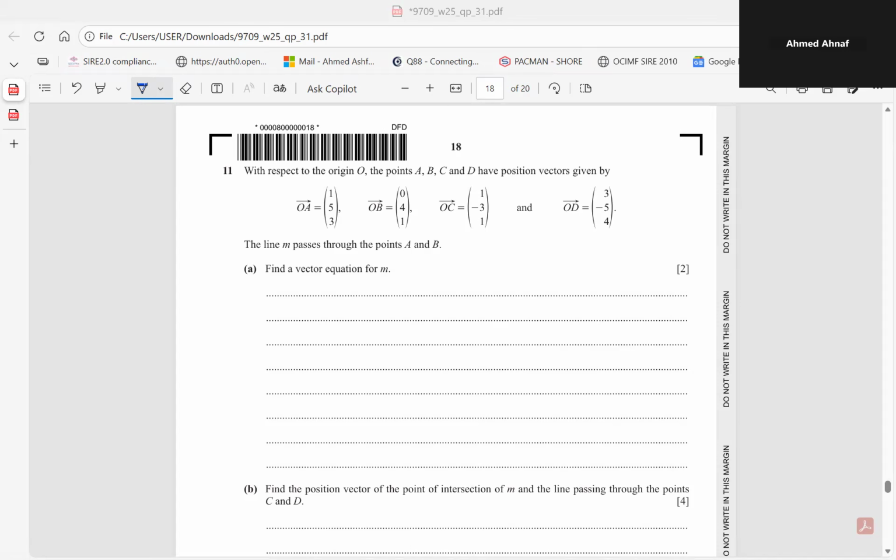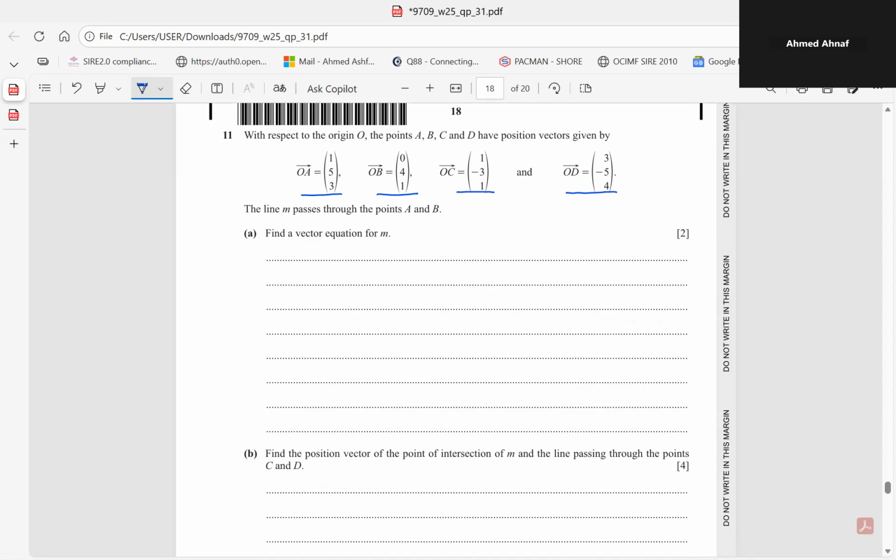Okay, so for this question, we are told with respect to origin O, the points A, B, C, D have the position vectors given by this. So these four vectors are the position vectors of A, B, C, and D. And we're also told that the line M passes through the points A and B. And for the first part, we are told to find a vector equation for M.